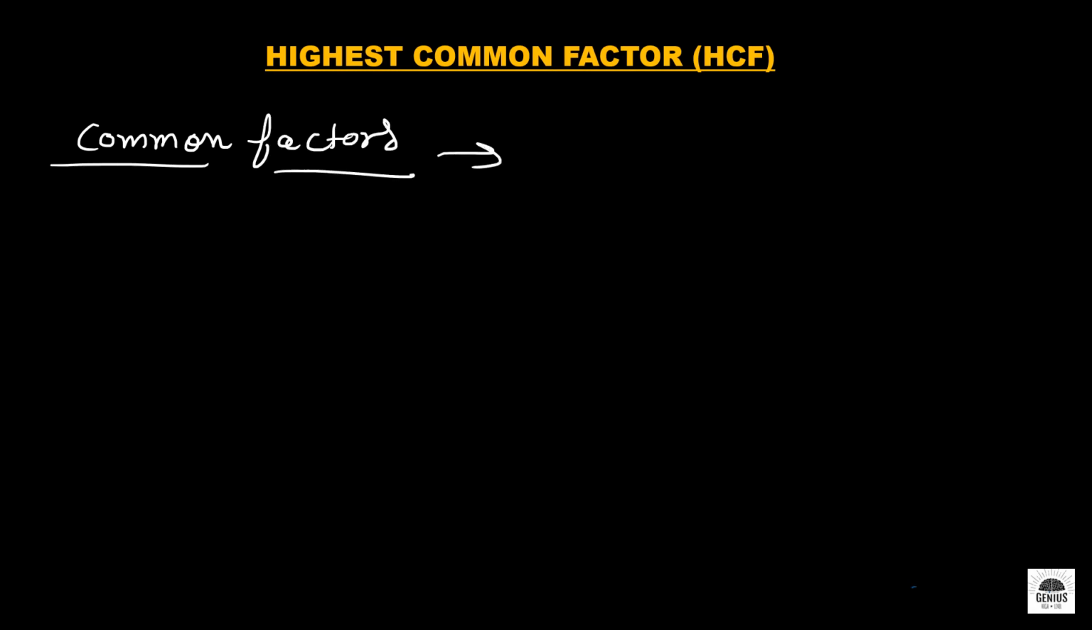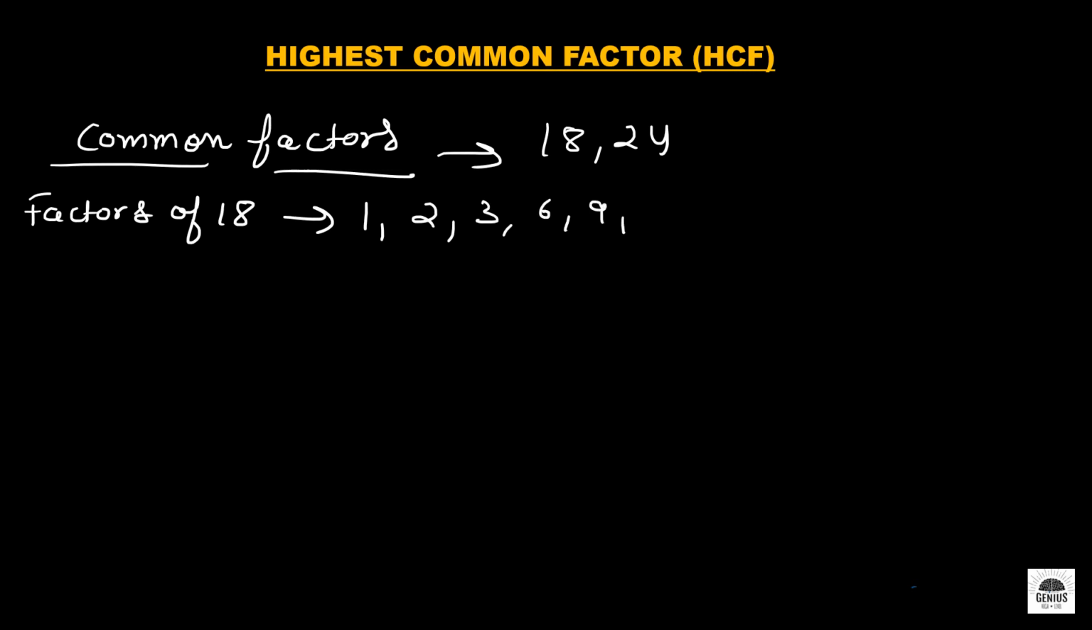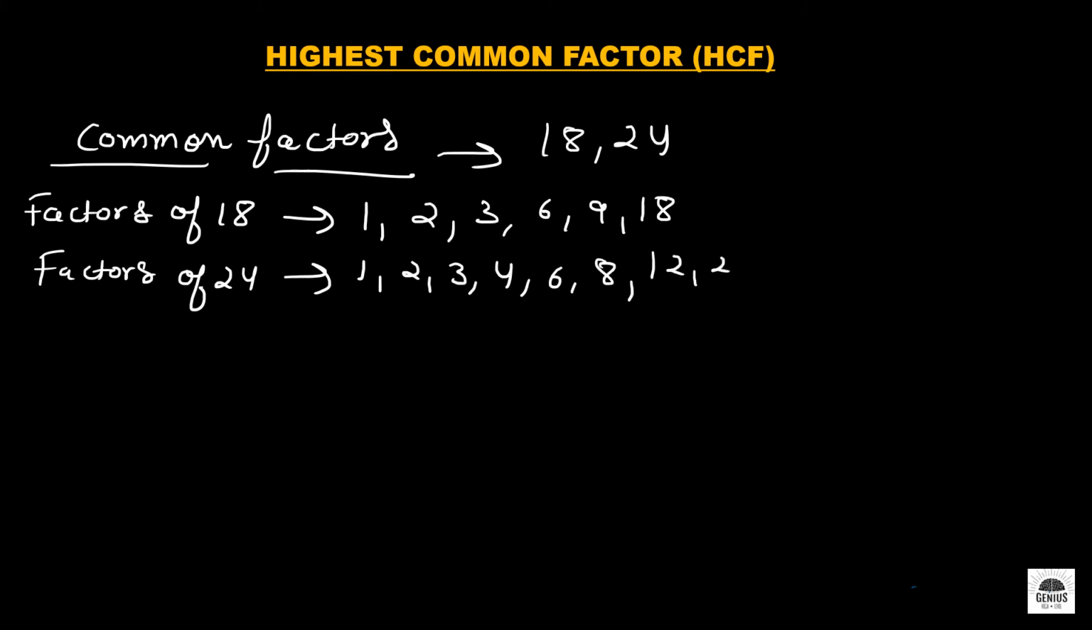Let's take an example. Suppose we have two numbers 18 and 24. So first we will write down all the factors of 18. The factors of 18 are 1, 2, 3, 6, 9 and 18, and the factors of 24 are 1, 2, 3, 4, 6, 8, 12 and 24. Now we will circle the common factors of 18 and 24. So 1 is common in both, 2, 3 and 6.